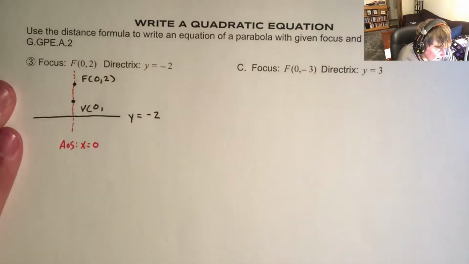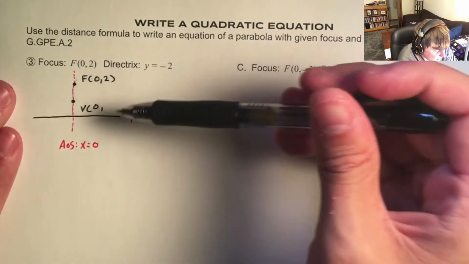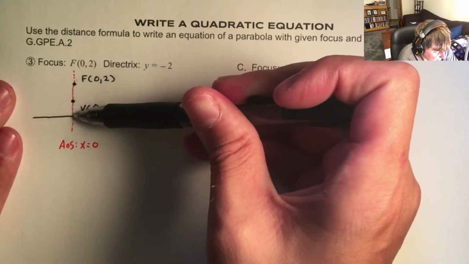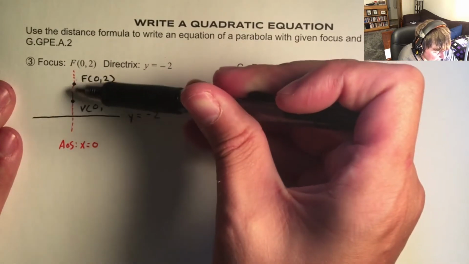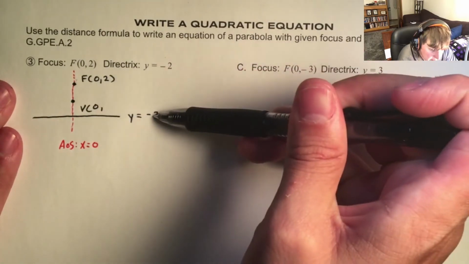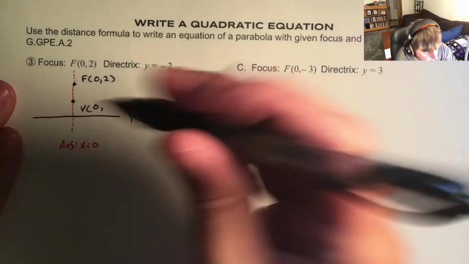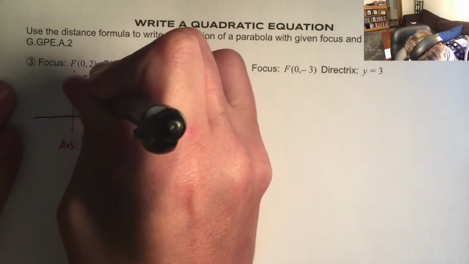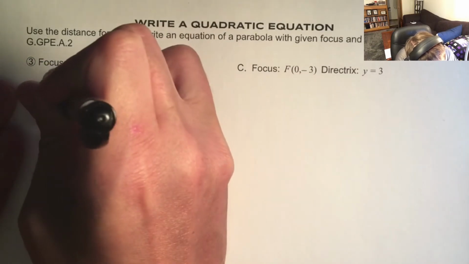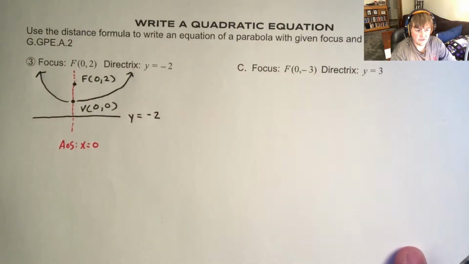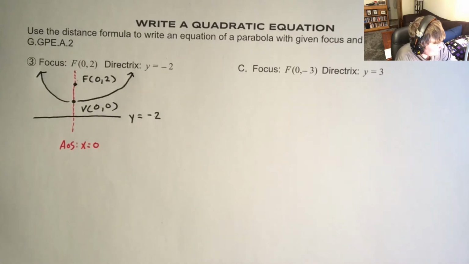And then what would the y value be? Again, the y value has to be the number that's going to allow this point to be exactly between this point and this line. So what's the number between the y value of 2 and the y value of -2? 0. And then again, I know that this opens upwards because the graph always opens towards the focus. Okay, we're almost done with drawing.